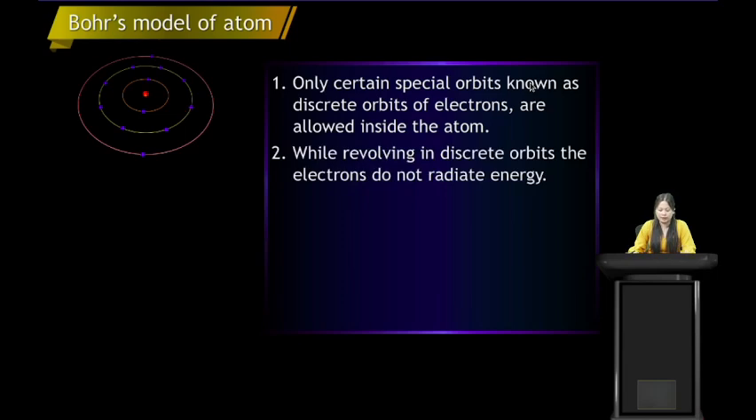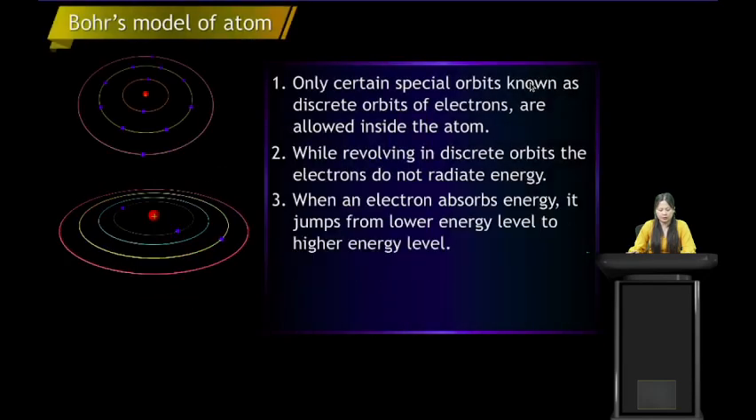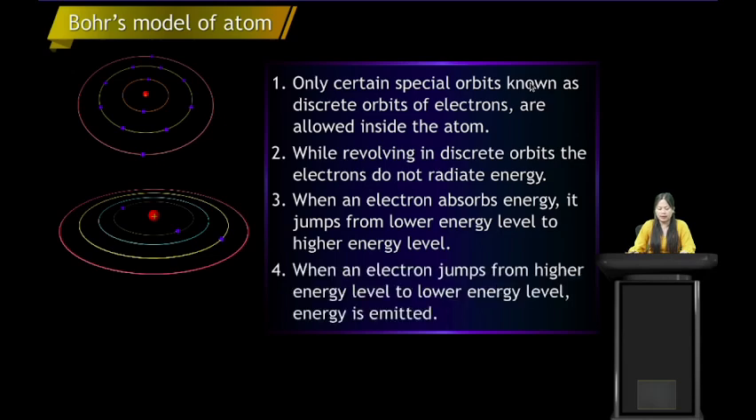While revolving in discrete orbits, the electrons do not radiate energy. But when an electron absorbs energy, it jumps from a lower energy level to a higher energy level, and when an electron jumps from a higher energy level to a lower energy level, energy is emitted.